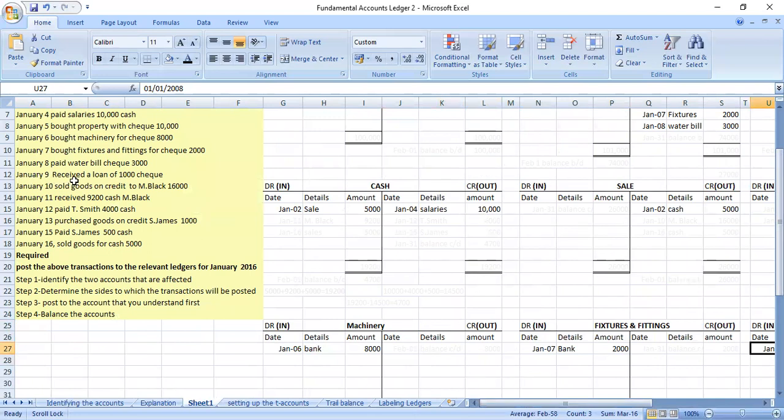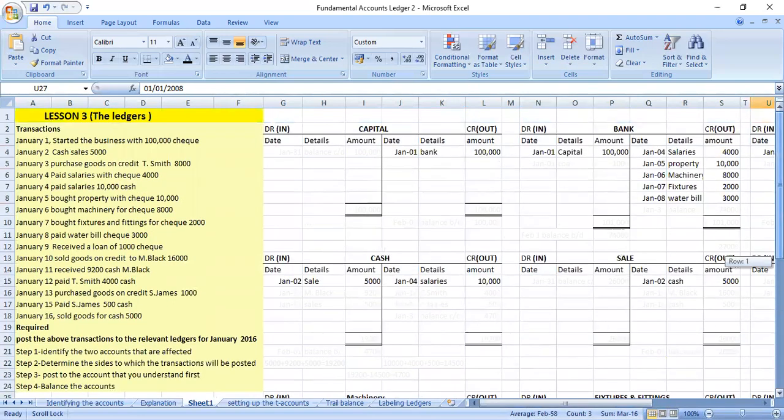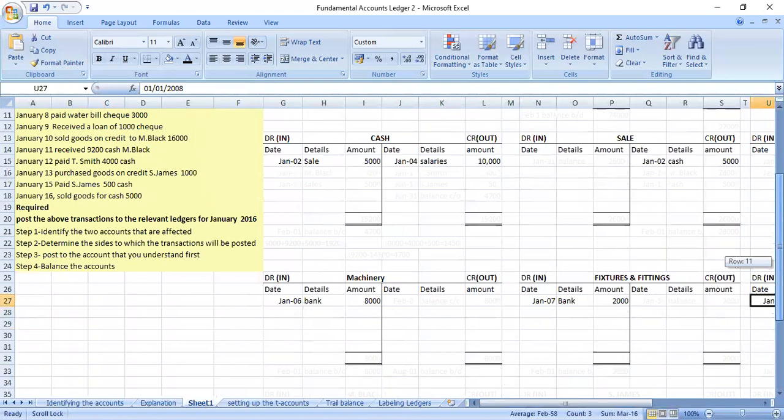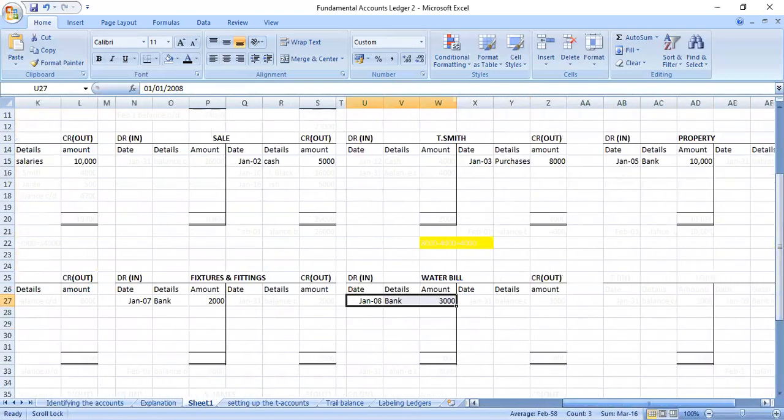January 9, received a loan of $1,000 by check. The two accounts affected are loan and bank. All right, do we have a bank account? Yes, we have a bank account. Do we have a loan account? No. So we'll have to create one. All right, so here's our loan account and we put on our headings.